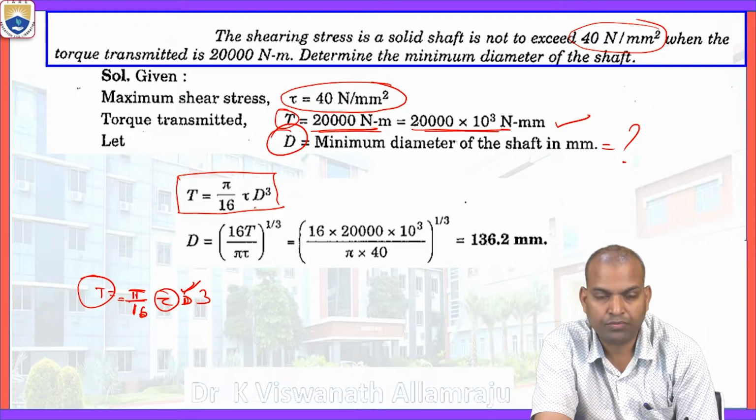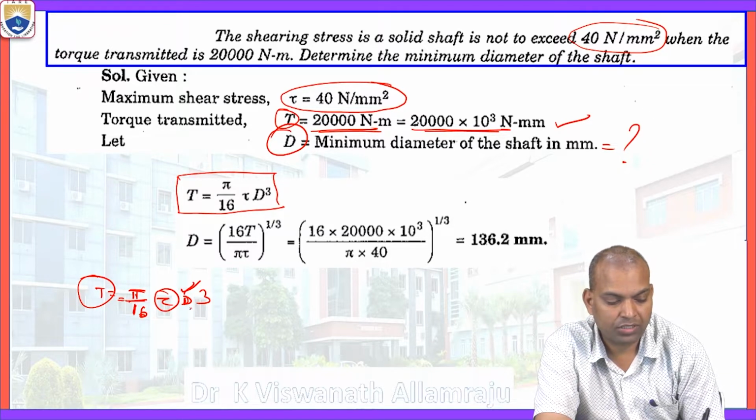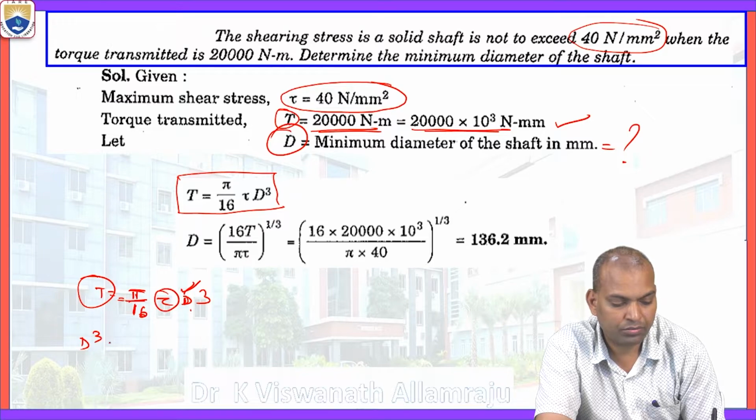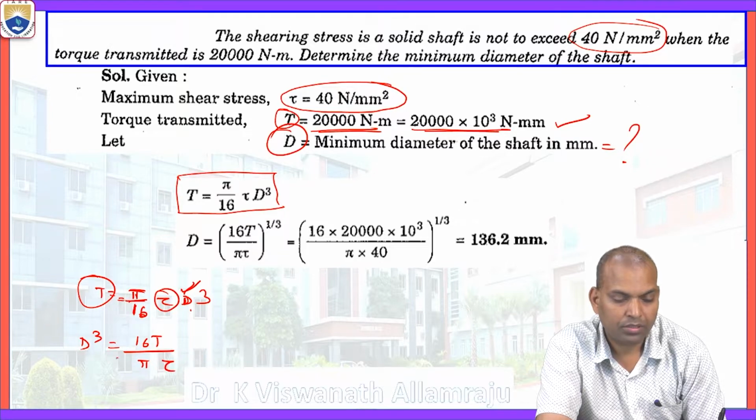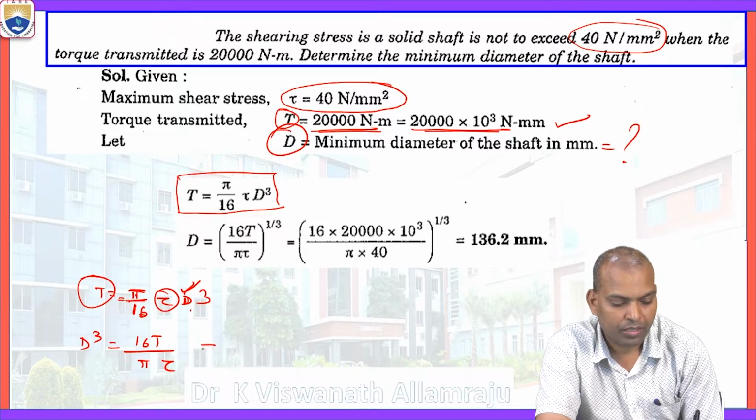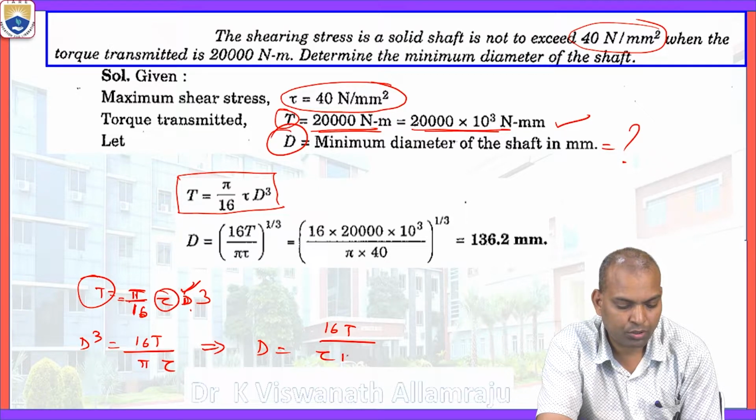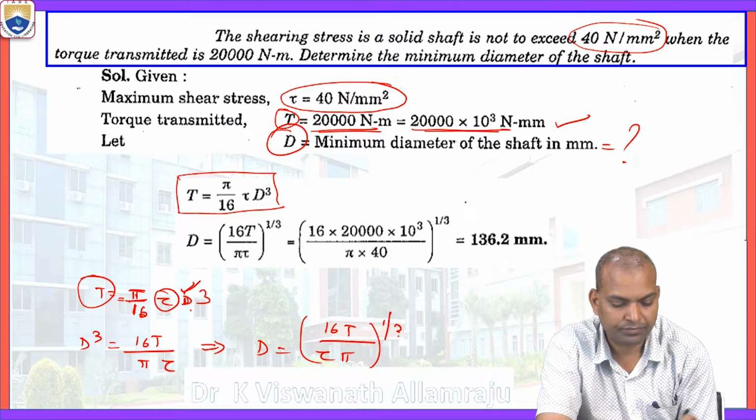Here they are asking for d cube. What is the d? So from that we can get it. First, d cube equal to 16T by pi tau, and d equal to (16T by pi tau) power 1 by 3.